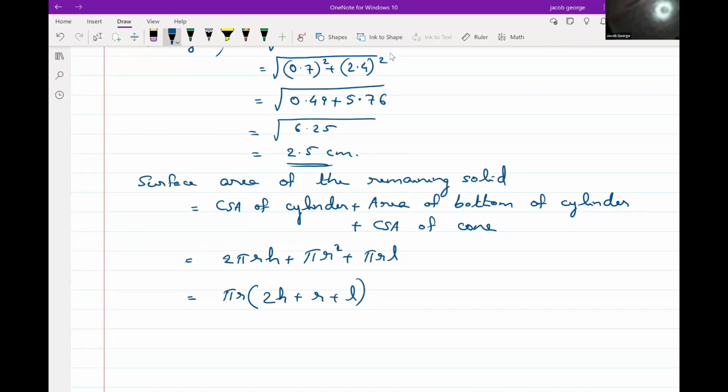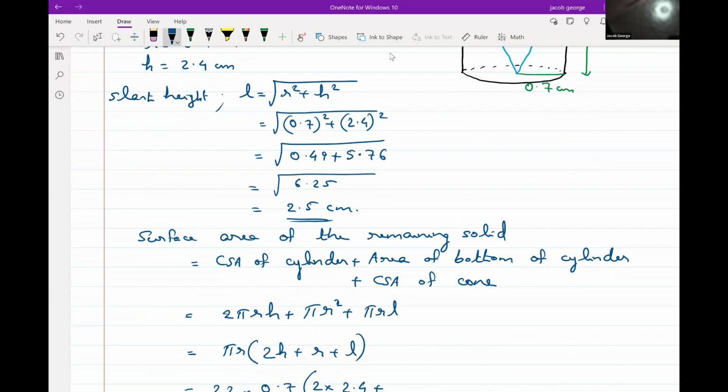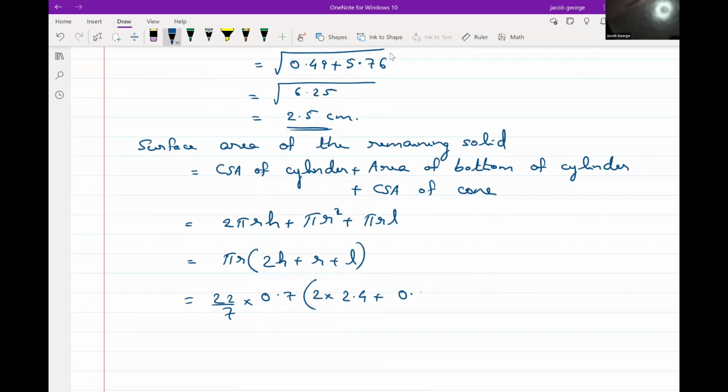Then we substitute. Pi is 22 by 7 into radius. Radius is 0.7 into 2 into 2.4 plus r, radius. What is the radius r? 0.7 plus L. L we got 2.5. L is 2.5. 7 and 0.7 we can cut, 0.1. So these two we cut, 7 and 0.7, 0.1.